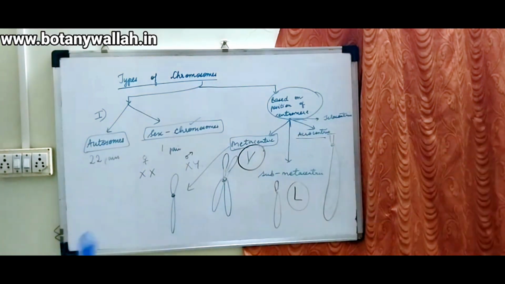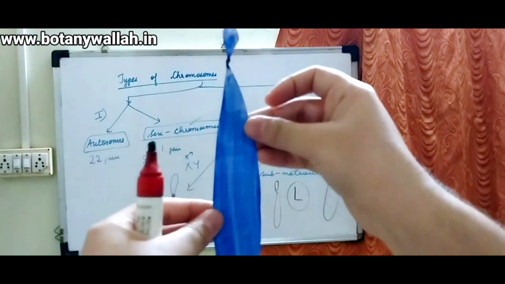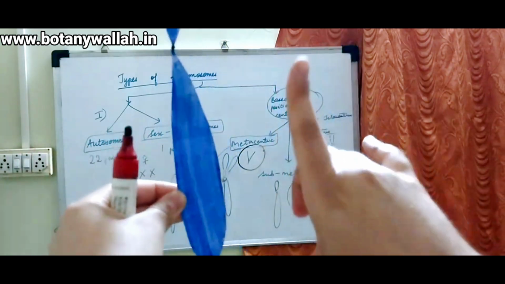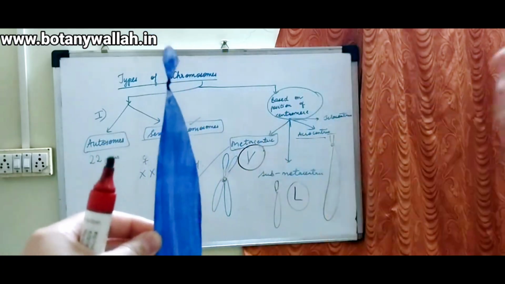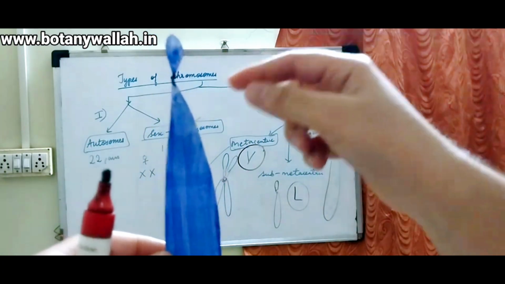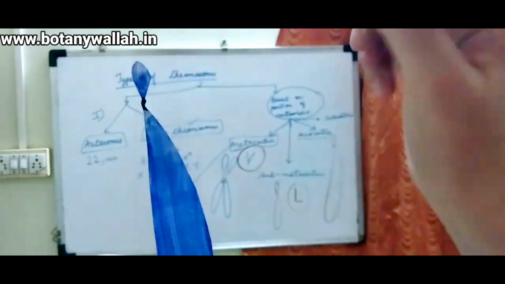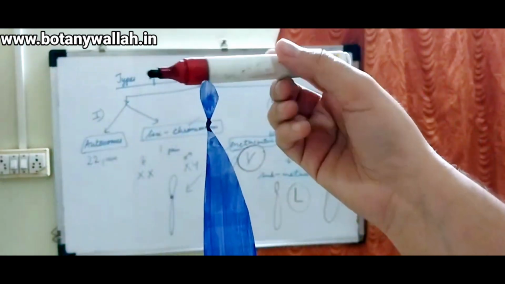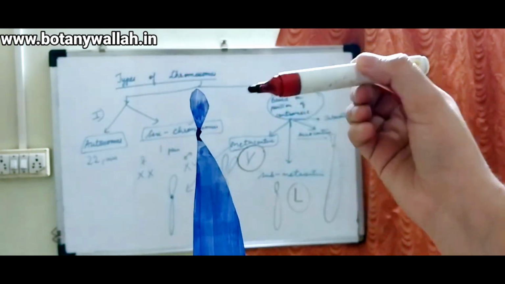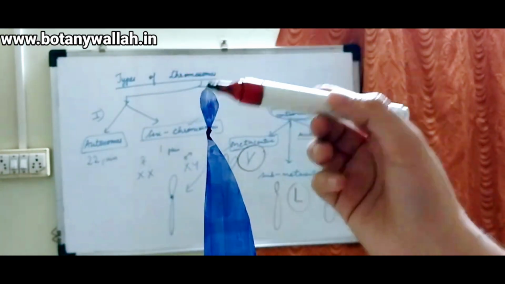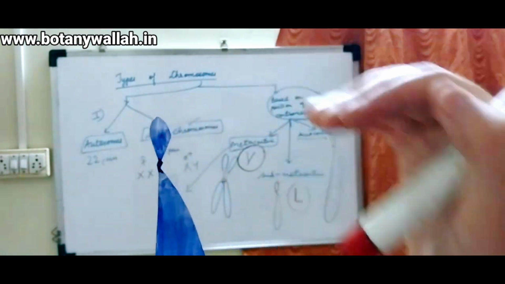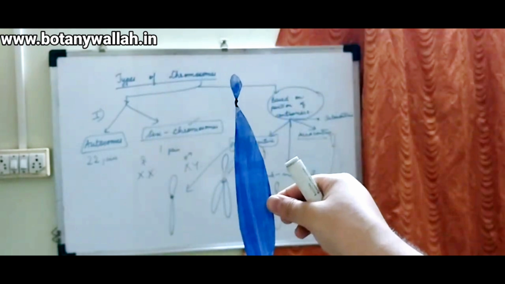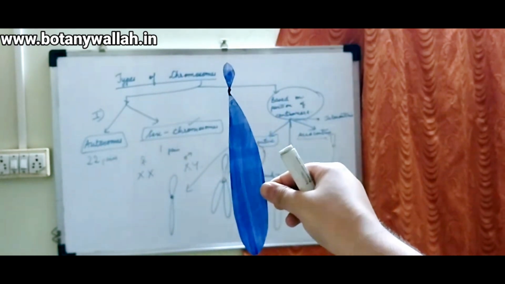Okay, see, I will show you. So this is a chromosome. This is a chromatid. I have not shown two chromatids, I am just showing you one chromatid and explaining. If you can see, the centromere is here, near the end of the chromatid. So we say it is acrocentric.